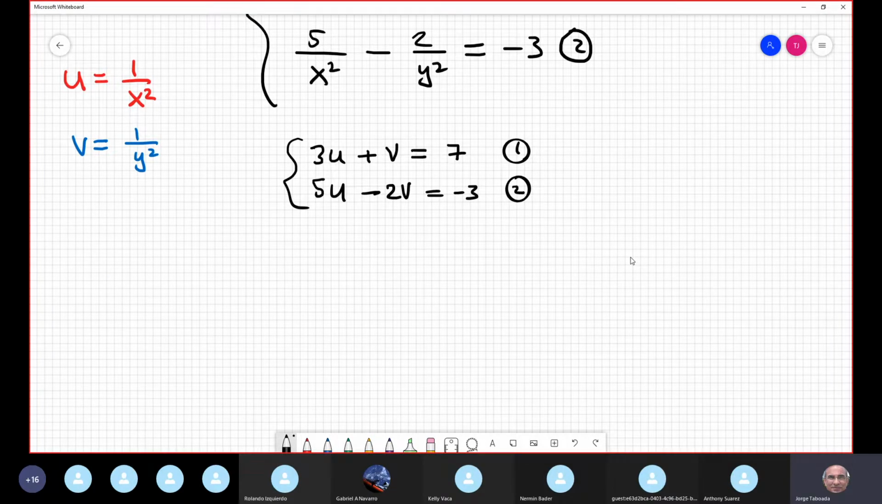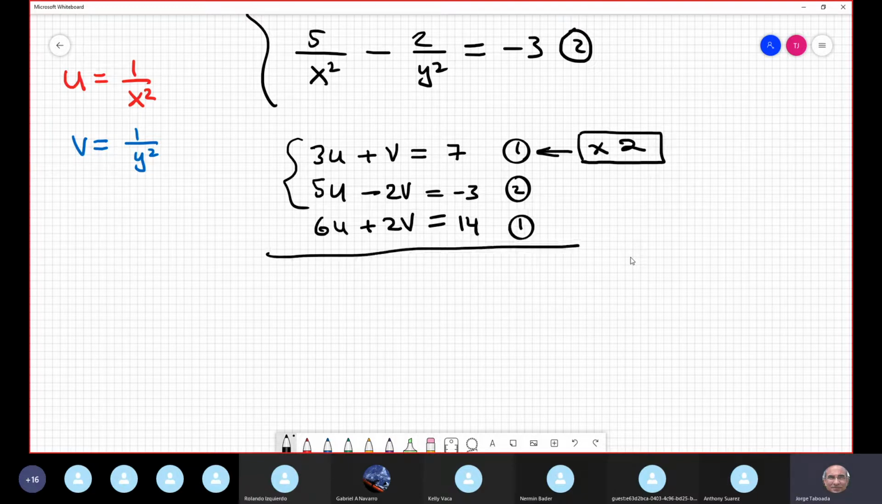So now, for example, multiply this equation by 2, because I want a positive 2 and a negative 2, ready for elimination. You get 6u plus 2b equals 14. This is my new equation 1. Ready, addition by column: 6u plus 5u is 11u. The b terms cancel out. And 14 plus -3 is 11. Wow. Therefore, u is 1.